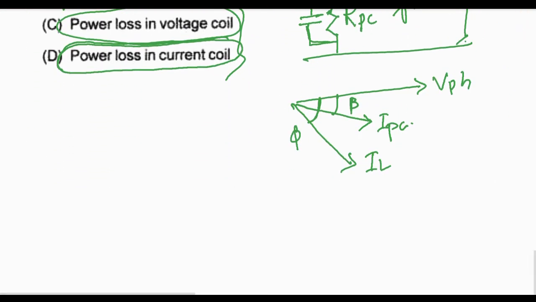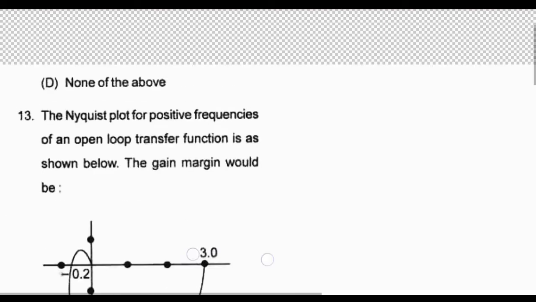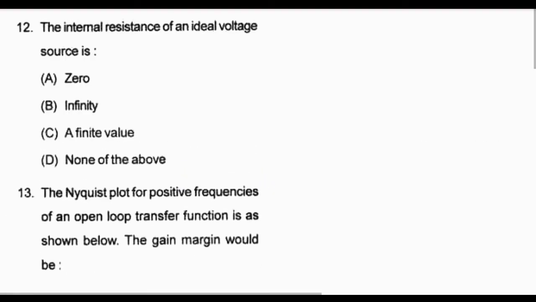Next question is question number 12. The internal resistance of an ideal voltage source is. So what is the internal resistance of an ideal voltage source? This is infinite.